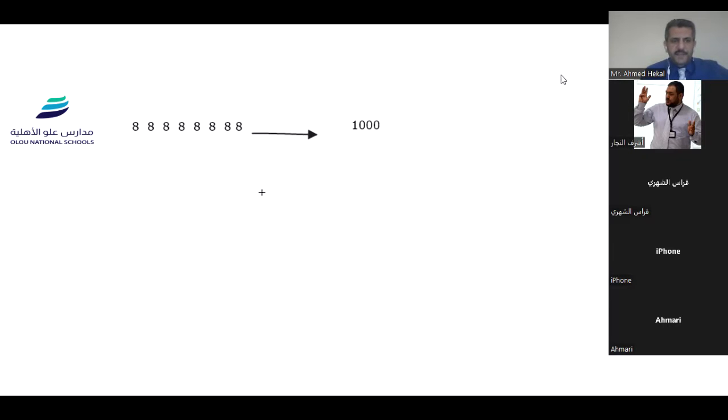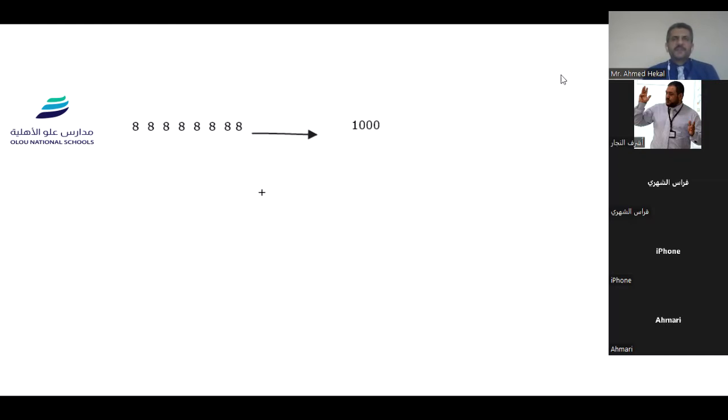Again, guys, let's get back to our puzzle. You have 8 eights. How can you use plus or add them to get 1,000? It would be 888 plus 88 plus 8 plus 8 plus 8. This is what equals 1,000. Do you get that?